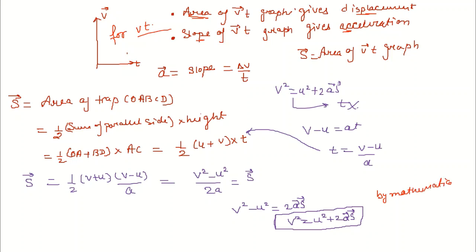Also, we will discuss a fourth equation of motion, that is Sn is equal to u plus a by 2 into 2n minus 1. And in an upcoming lecture, we will discuss something about graphs.